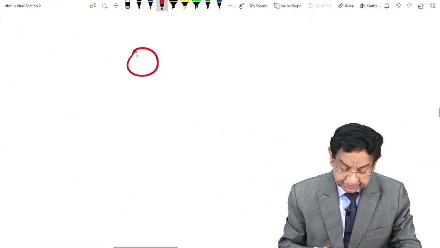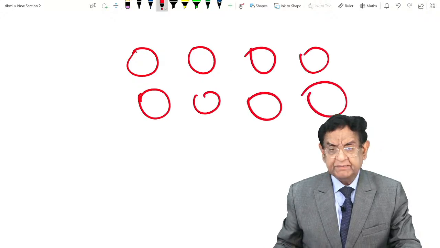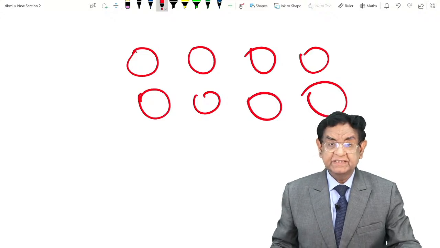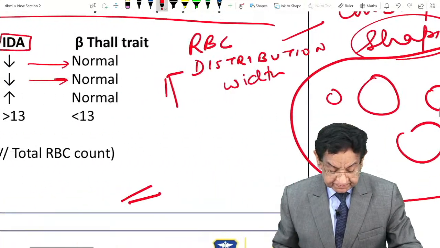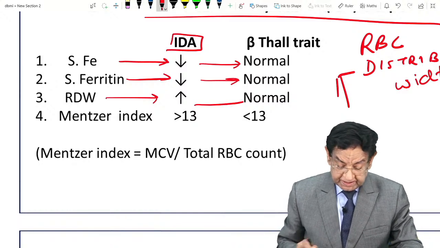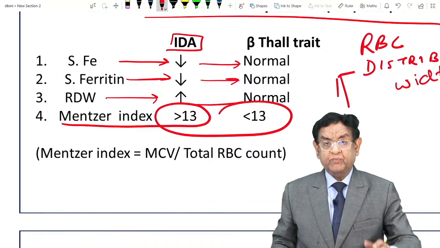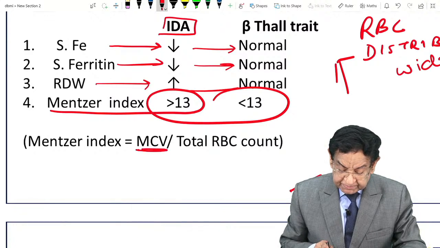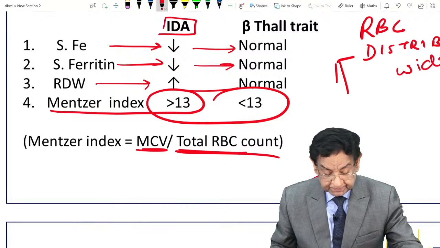Look at this. I made another peripheral smear and we find the RBCs are of the same size. Here the RDW is normal. This is what we see in thalassemia. Mentzer index is more than 13 in iron deficiency and less than 13 in thalassemia. Mentzer index is MCV divided by total RBC count.